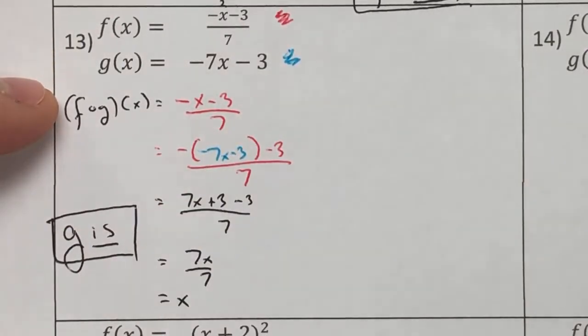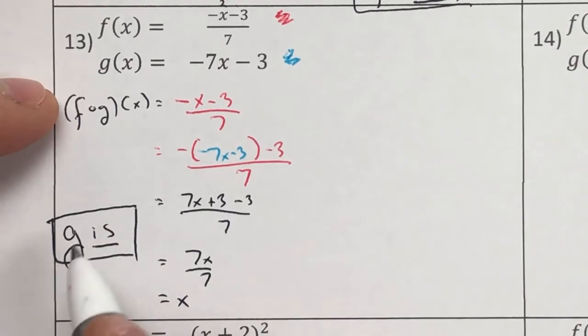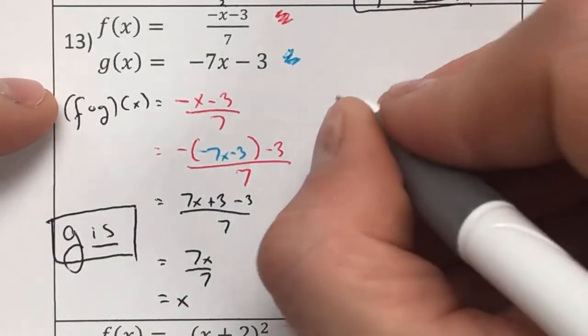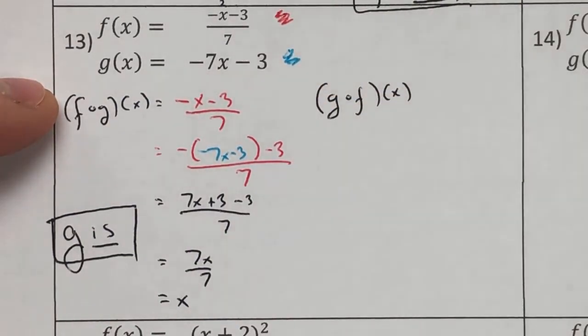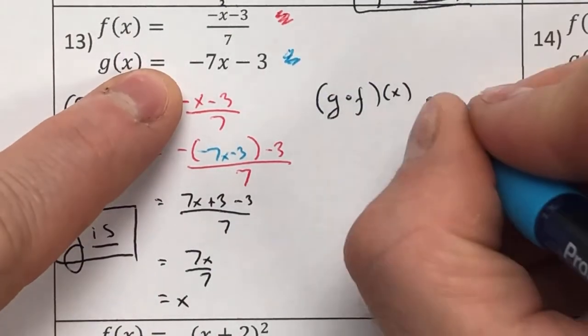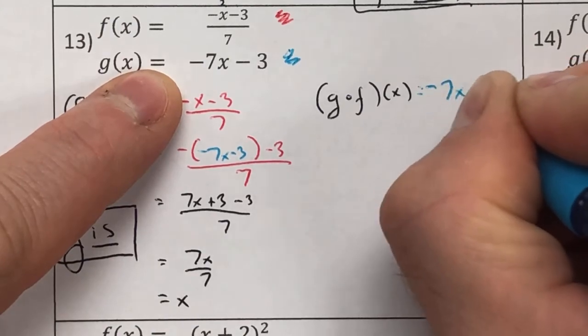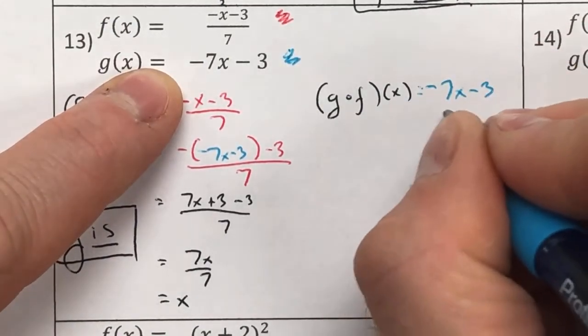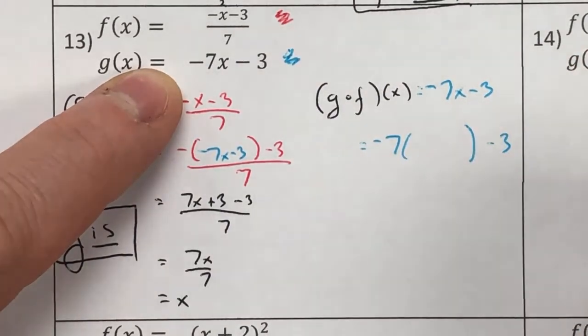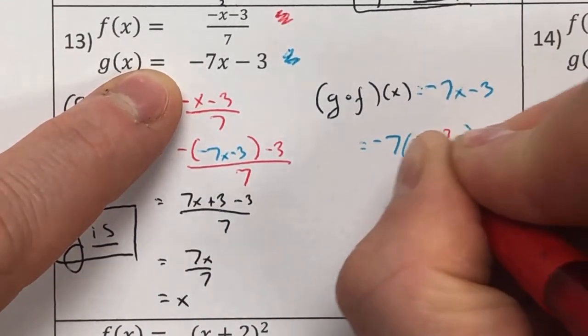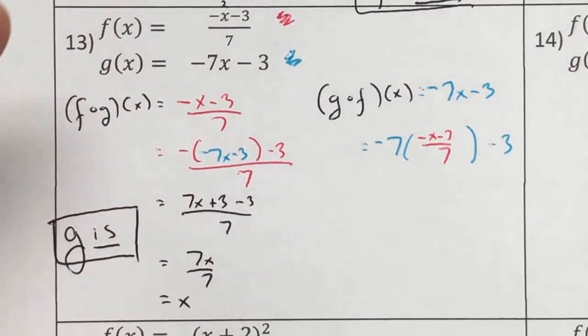G is. That's going to be our abbreviation for G is the inverse of F, because there's no room. Now we're going to flip it and say G of F of x. I'm going to start out with the other equation, negative 7x minus 3. I'm going to scooch this over, so negative 7, leave a big ol' space, minus 3. Negative x minus 3 over 7, and see where this goes.